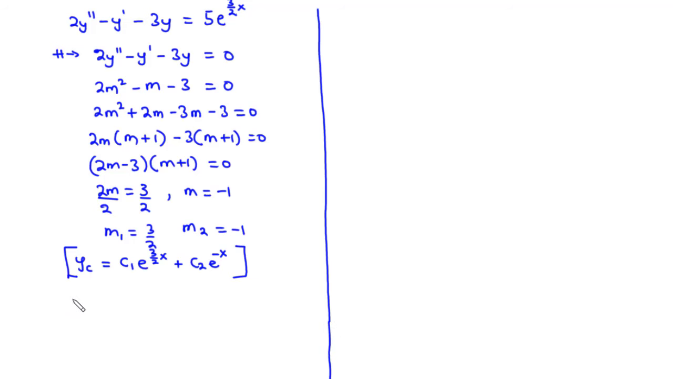So for the particular integral, we have g of x, the right hand side, to be 5 times e to the power 3 over 2 times x. Now let's check the complementary function. We have e to the power 3 over 2x, and then here you realize that we have e to the power 3 over 2x.